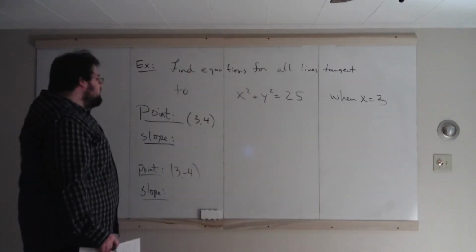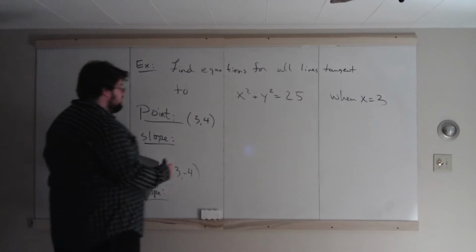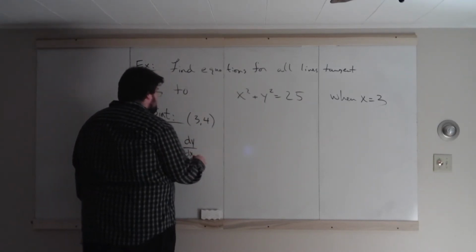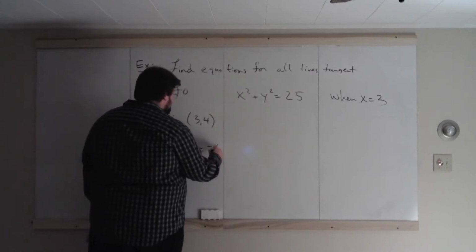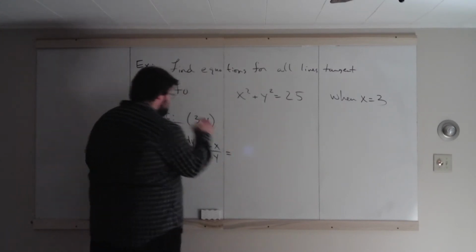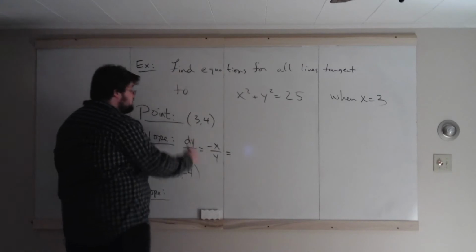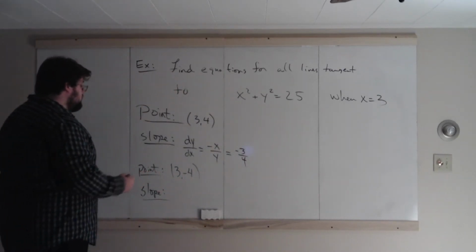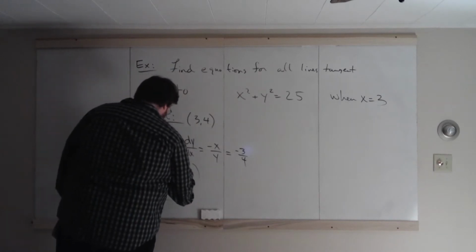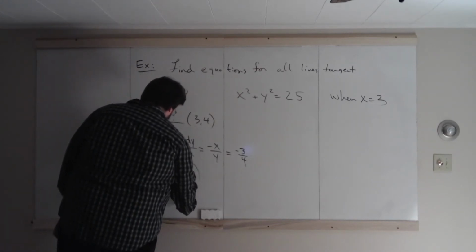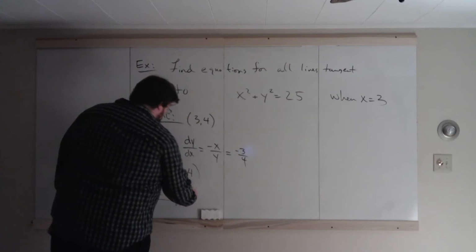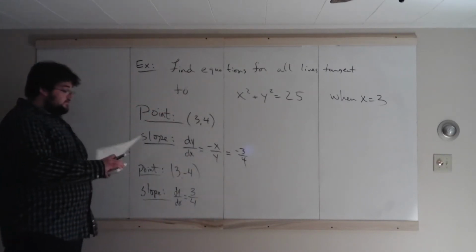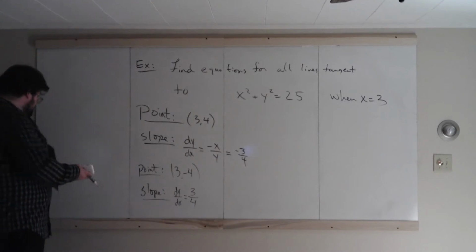Well, we found dy dx. So dy dx, we found it in the previous example. Dy dx was negative x over y. So negative x over y here is just negative 3/4. And similarly, for this other point, dy dx also equals negative x over y. Negative x over y in this case is negative 3 over negative 4. And negative 3 over negative 4 is just 3/4.